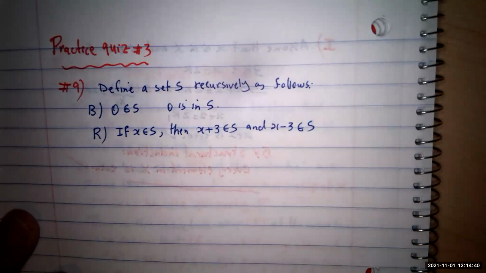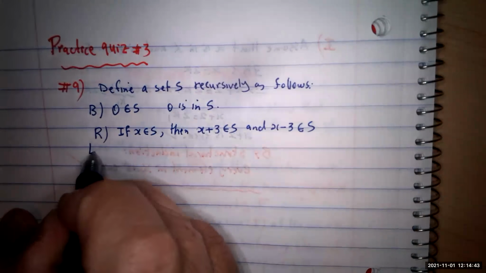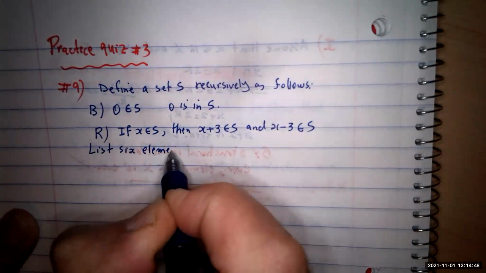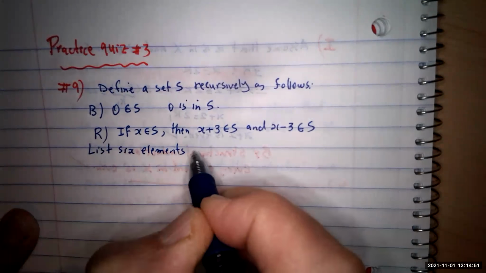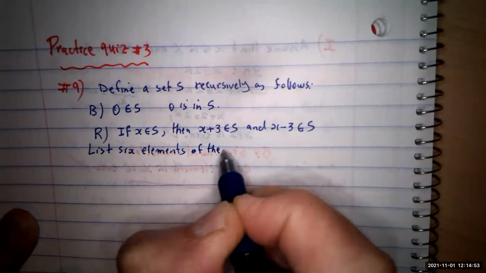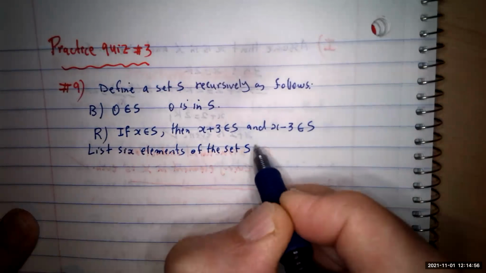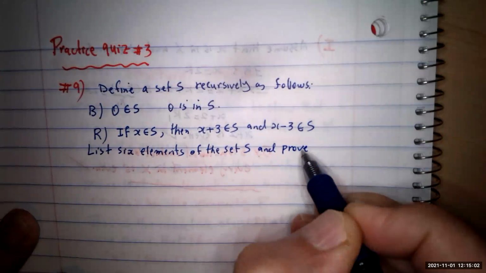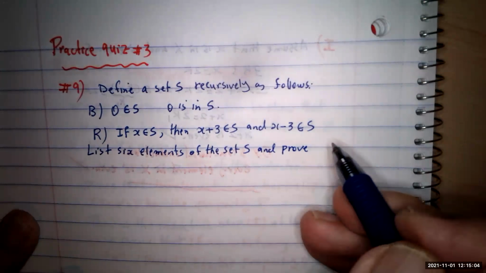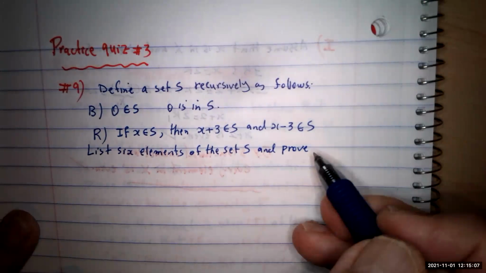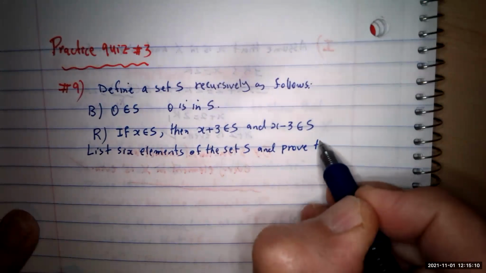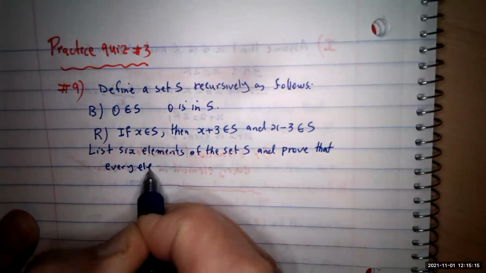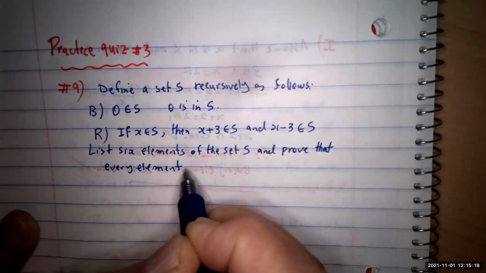They ask you to list 6 elements of the set S and prove. If you don't ask for the elements, you're not going to list it on the test. List the 6 elements of the set and prove that every element is divisible by 3.